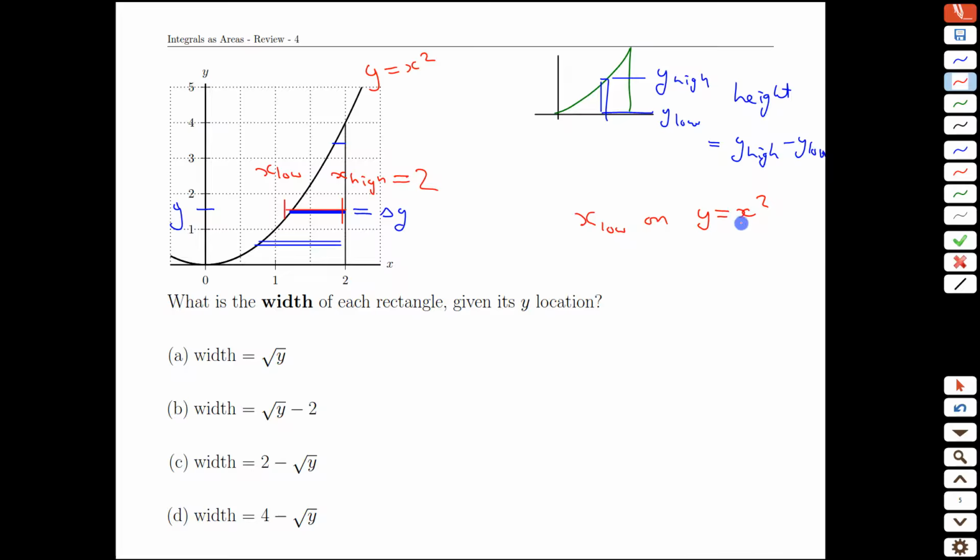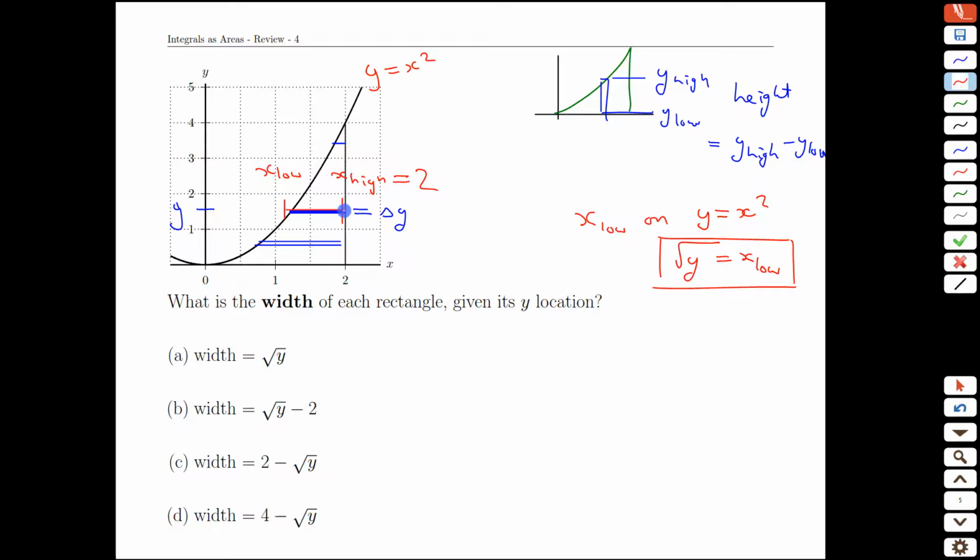If I'm looking for the x value, there's the x value. Let's just solve for that. We're going to get positive root y. We're in this range here where the x value is always going to be above 0. And so this is our x low. We have a relationship that defines where the low point is on each of these rectangles. And remember, low for x's is more to the left. That's the important direction we're considering if we're talking about widths.